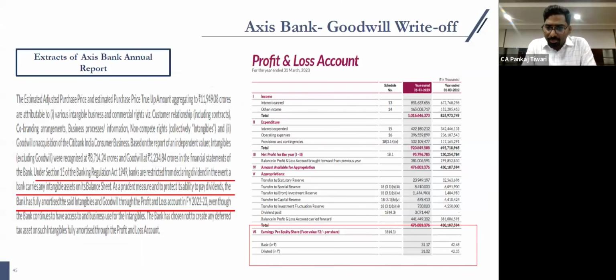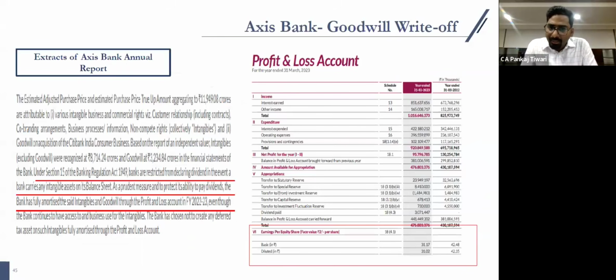So you saw the case study which was put up by Meet on the Tata Motors goodwill write-off. Now, this is another interesting case study, which is on the Axis Bank goodwill write-off. And people who track the banking industry would be aware that in 22-23, Axis Bank had acquired the retail consumer business of Citibank.